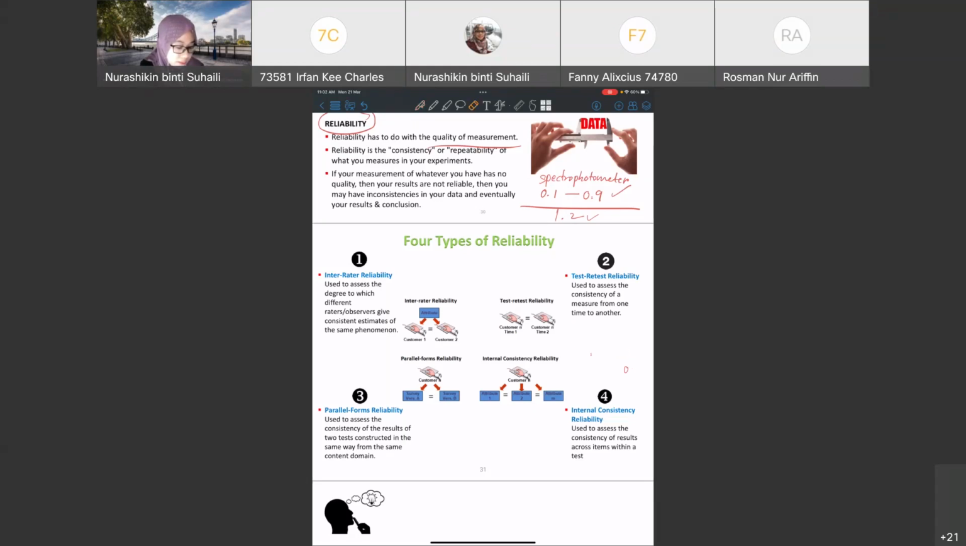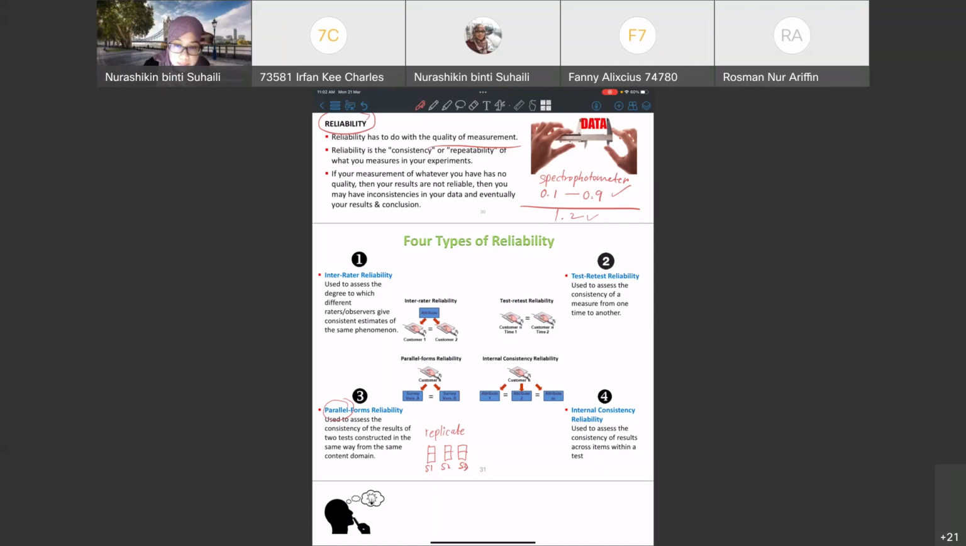Okay, parallel forms reliability. Okay, this one is very common when you have replicates. Maknanya let's say sample yang sama, you letak dalam bekas yang lain contohnya, okay, but it actually consists of the same thing. It's just about replicates, okay, and you test. Contohnya in sample 1, sample 2, sample 3. So theoretically it should be the same kan sebab dia sama, benda yang sama. So if let's say the readings are the same, then they are all reliable lah. So the way how you perform this one is called parallel forms reliability.